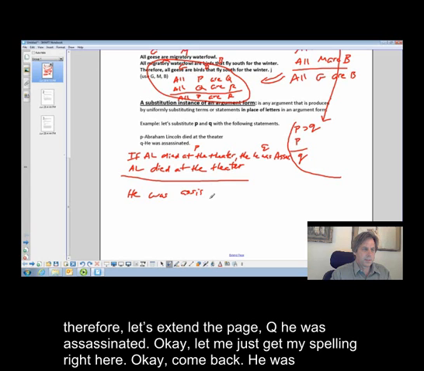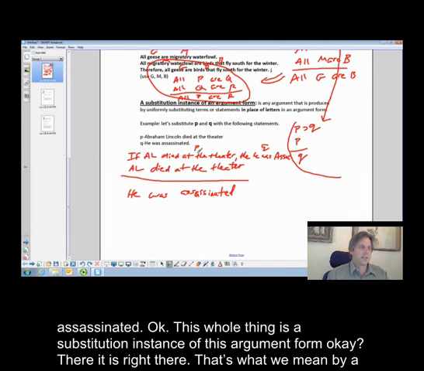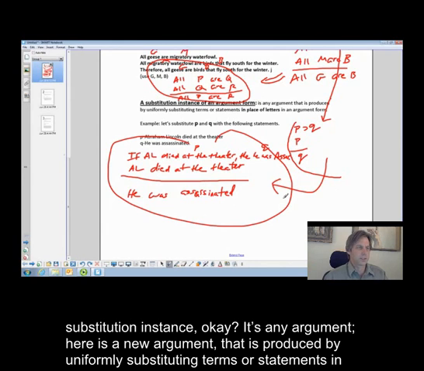Let's see. Okay, let me just get my spelling right here. Erase that right there. Okay, come back. He was assassinated. Okay, this whole thing is a substitution instance of this argument form. Okay, there it is right there. That's what we mean by a substitution instance.